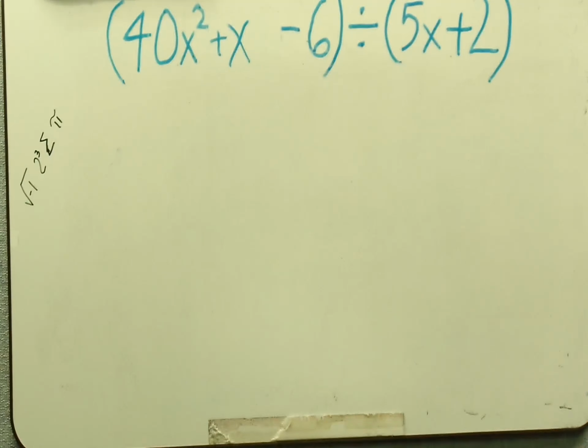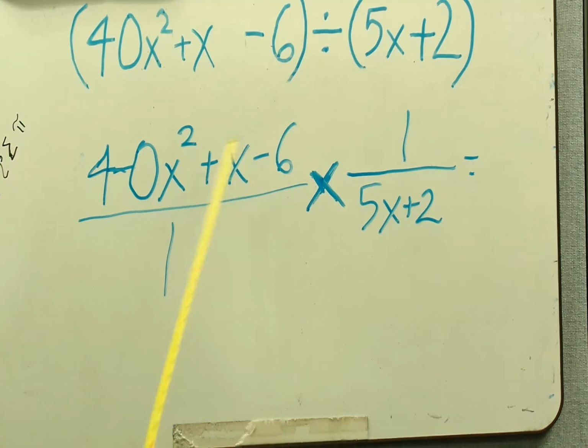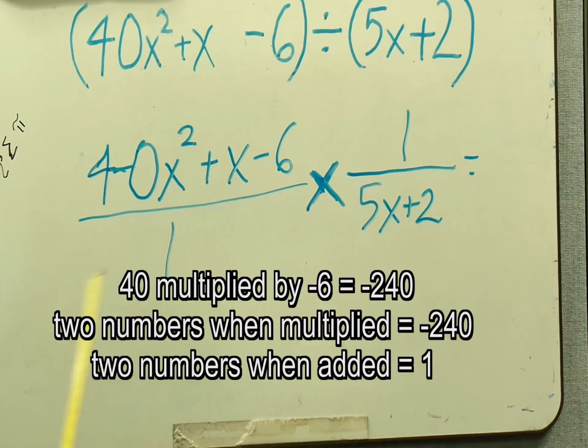Now let's try another way. Remember that we put a 1 underneath the fractions, and then when we go ahead and divide, we use a reciprocal. So it becomes a 1 over 5x plus 2. But first we need to take apart the 40x squared plus x minus 6. We need to tear it down by grouping into its individual parts.